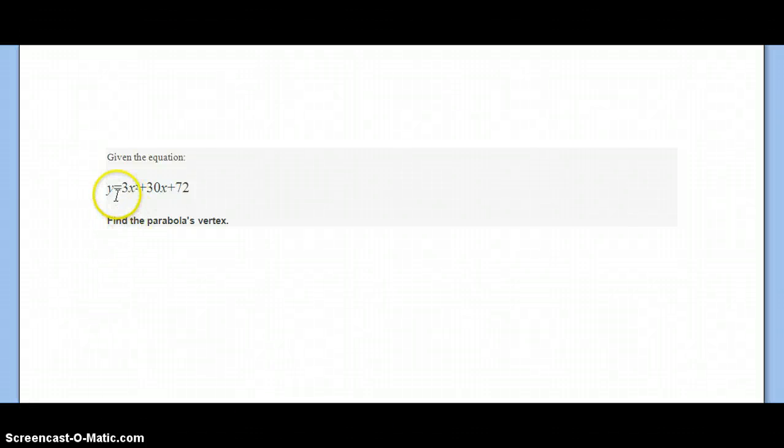So we are given the equation y equals 3x squared plus 30x plus 72. They want us to find the parabola's vertex. So basically, what I'm teaching you today is a different way. You take the 2 then multiply it by 3, which would equal 6x.